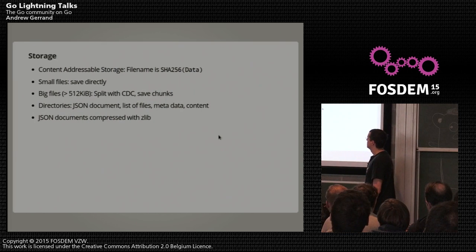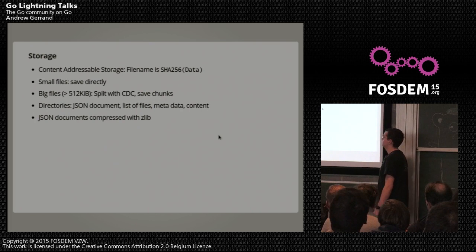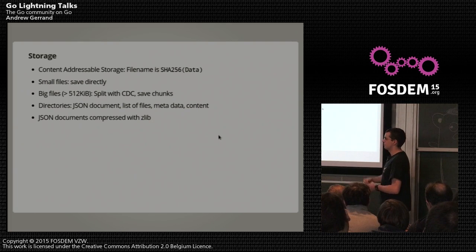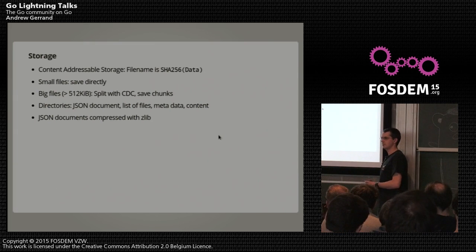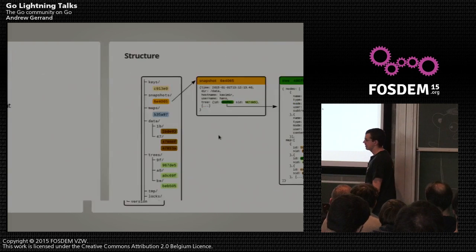At the moment, for the repository, I'm trying to use content-addressable storage. So everything is referenced by the SHA-2 hash of its plain text content. That's very similar again to Camlistore. Small files I'm just saving as they are. Big files, larger than half a meg, I'm splitting with CDC and saving the chunks. For directories and everything regarding metadata, I'm just using JSON documents, which are compressed by zlib and afterwards encrypted. So these data structures are really easy.